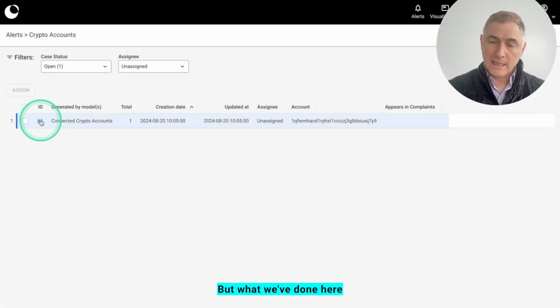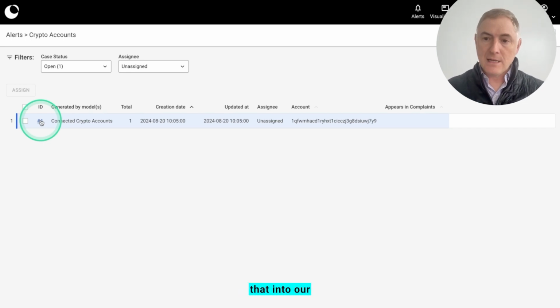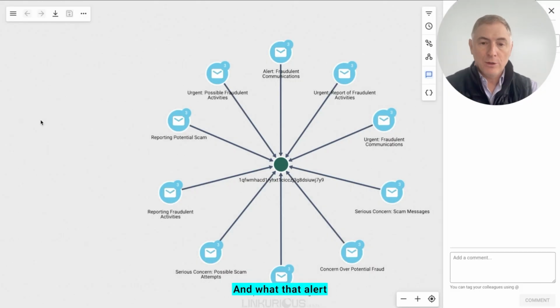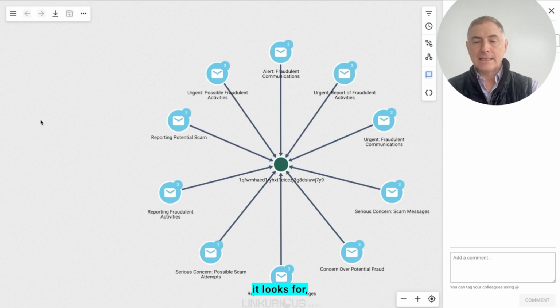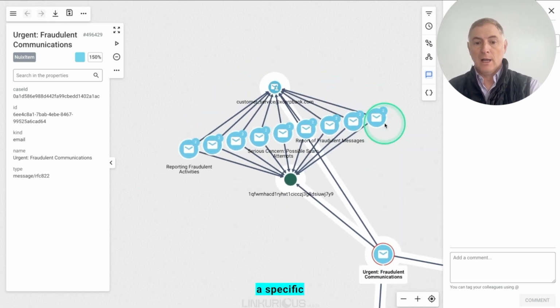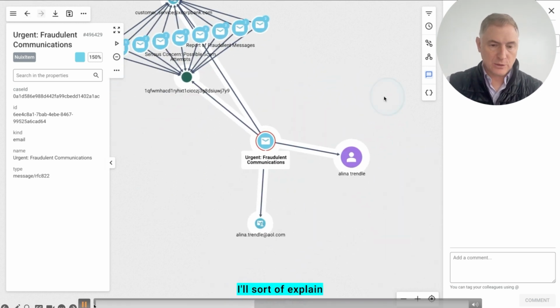But what we've done here is we've actually taken that and we've run it through Nuix, and we're starting to understand and define that. And so we're feeding that into our shared knowledge graph. And here what we're doing is we're essentially generating an alert. And what that alert actually does is it looks for, across our knowledge graph, the co-occurrence of multiple connections to a specific Bitcoin address. And so what I'll do is I'll explain some of this.